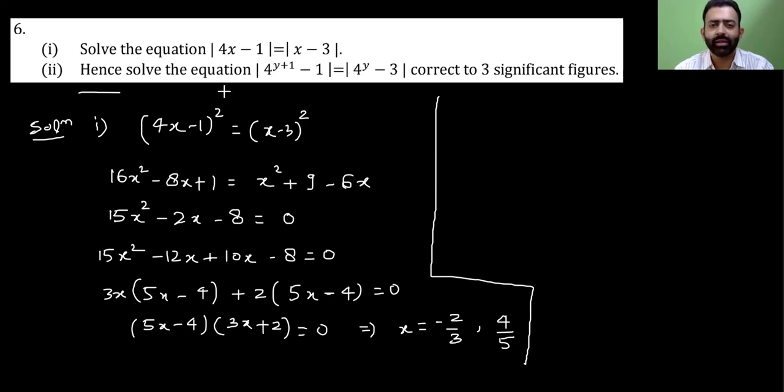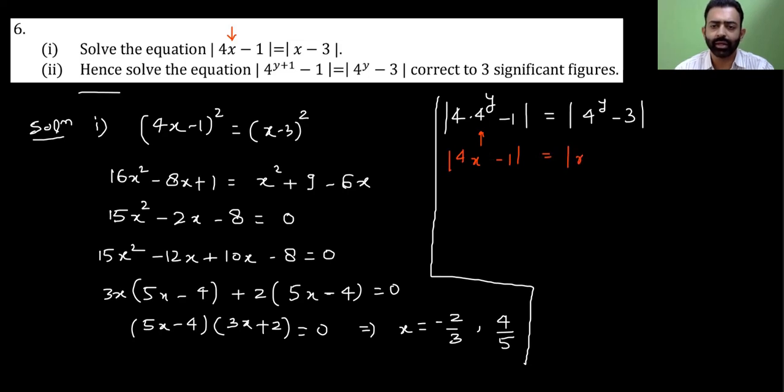So 4 raised to power y plus 1, I can write this as 4 into 4 raised to power y. So this is modulus of 4 times 4 raised to power y minus 1 equal to modulus of 4 raised to power y minus 3. Now if you compare this equation of the second part with the equation of the first part, you can see that if I replace this x with 4 raised to power y, I can get the same equation. If I replace it with x, this will become modulus of 4x minus 1 equal to modulus of x minus 3, and this we have solved.